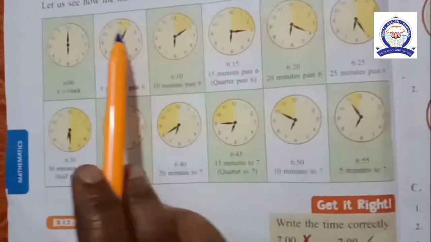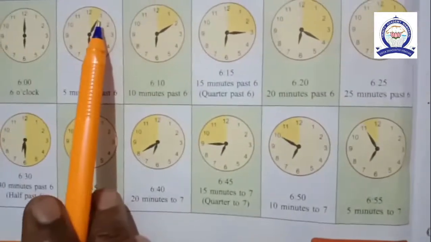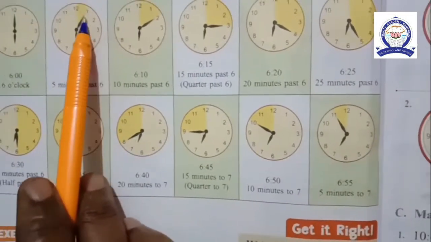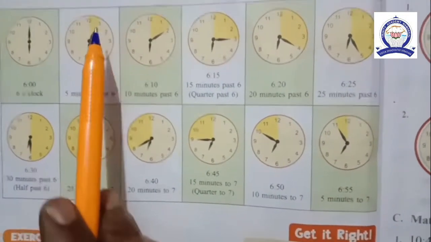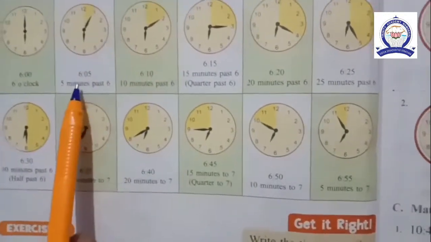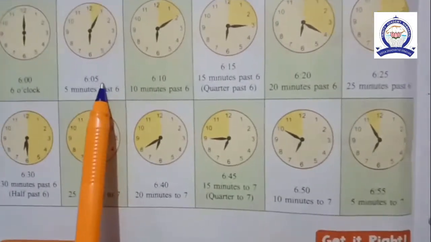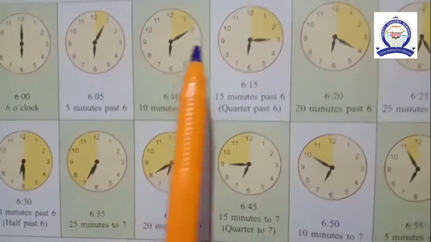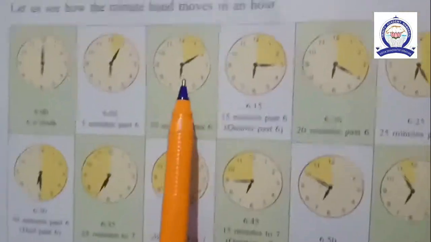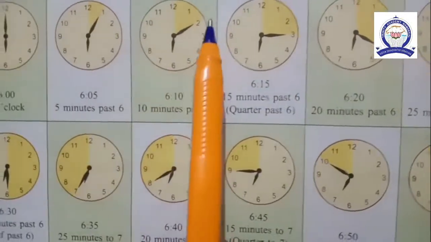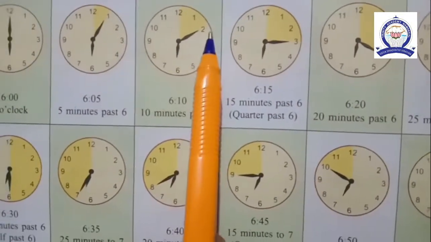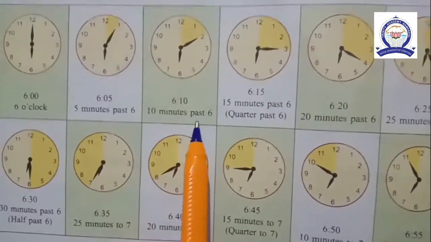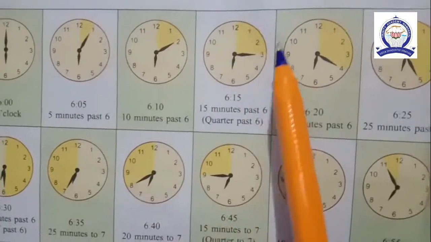Next. The big hand is moving one number. The big hand goes to the number 1. 1 means 5 minutes. So the time is 6 o'clock 5 minutes. 5 minutes past 6. Next. See children, what is the time now? 6:10. 2 5s are 10. 6 o'clock 10 minutes. 10 minutes past 6.